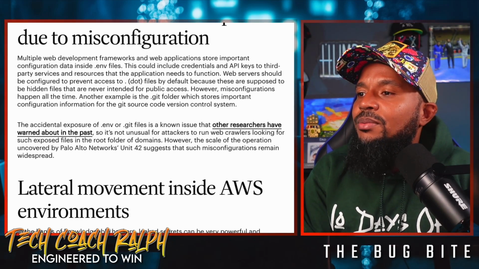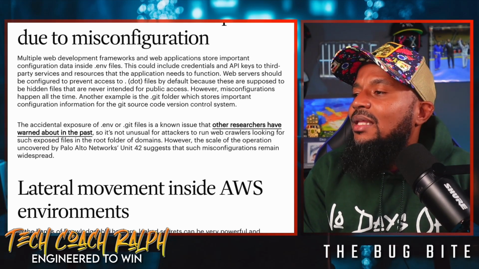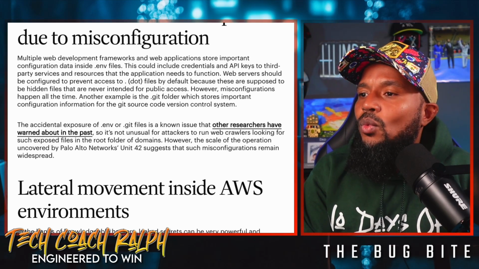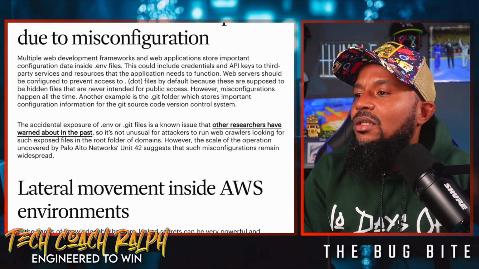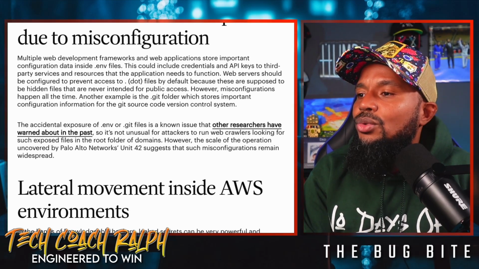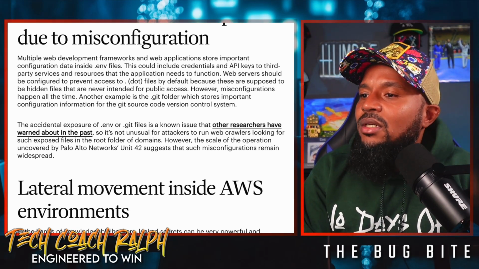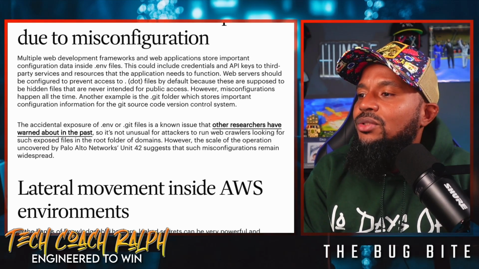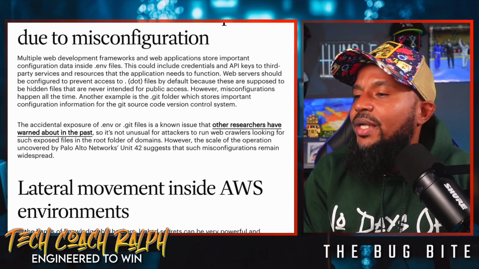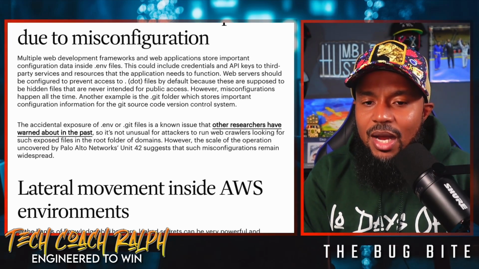The accidental exposure of .env or .git files is a known issue that other researchers have warned about in the past, so it's not unusual for attackers to run web crawlers looking for such exposed files in the root folder of domains. However, the scale of the operation uncovered by Palo Alto Networks Unit 42 suggests that such misconfigurations remain widespread.